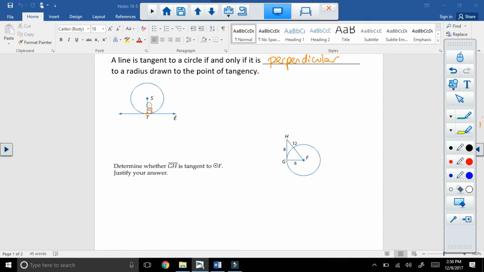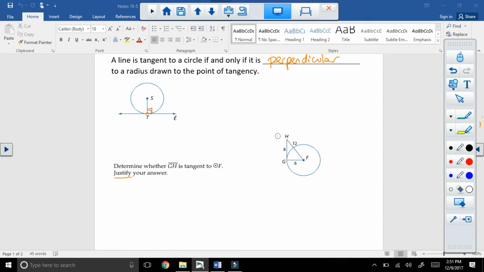So the questions are going to look a number of different ways for this. But most of the time you're going to be setting up the Pythagorean theorem and answering the question that way. So for this one it says determine whether GH is tangent to circle F. Again, I know it looks like it is, but we need to actually justify our answer by showing that it's perpendicular. And here is a little trick.